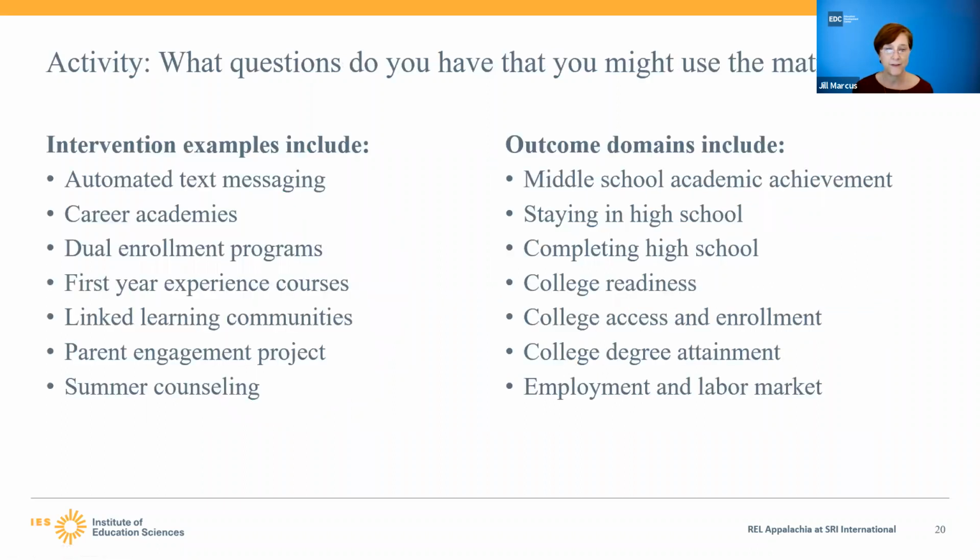Here are a few of the interventions and outcomes listed in the matrix. Take a moment to consider anything you are curious about that the matrix might help you learn more about. For example, you might wonder, has summer counseling been shown to affect college degree attainment? Or have parent engagement projects been shown to impact college access and enrollment? What do the interventions and outcomes listed here make you curious about?